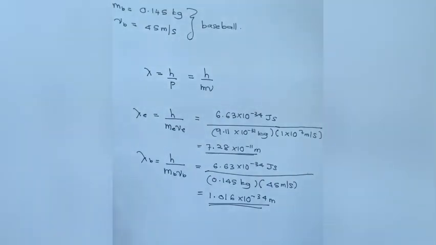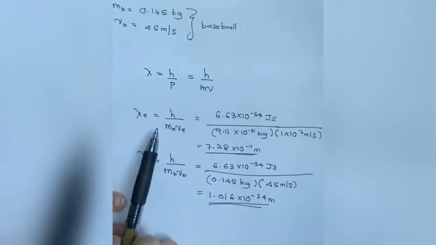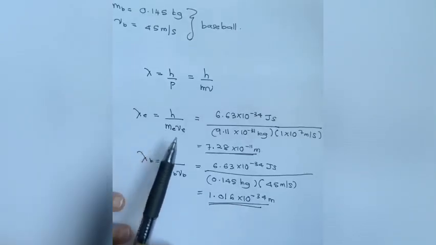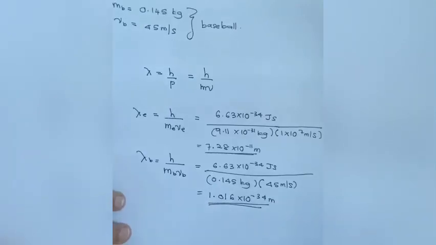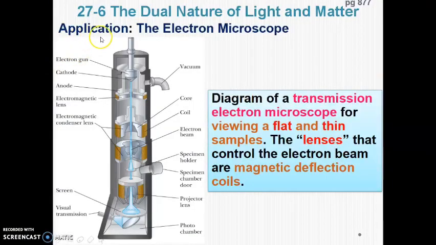So here you can conclude that the wavelength of the electron should be longer compared to the wavelength of the baseball. This one is an application, due to the electron microscope. This is the diagram of the transmission electron microscope for viewing a flat and thin sample.